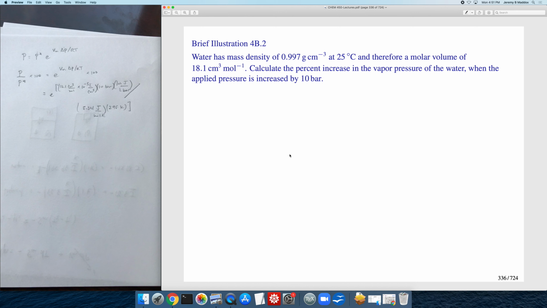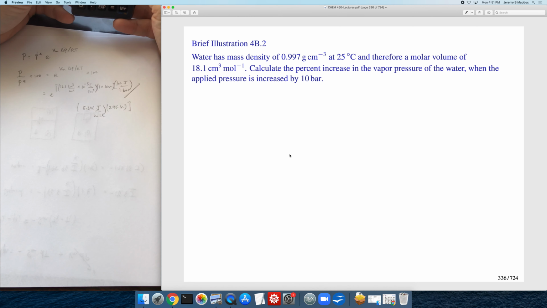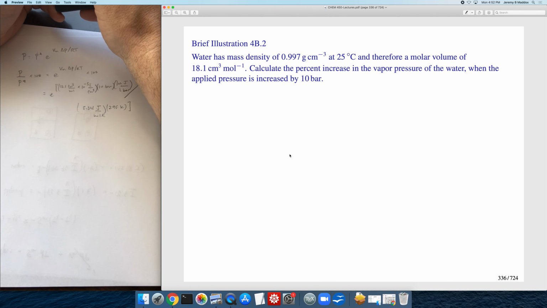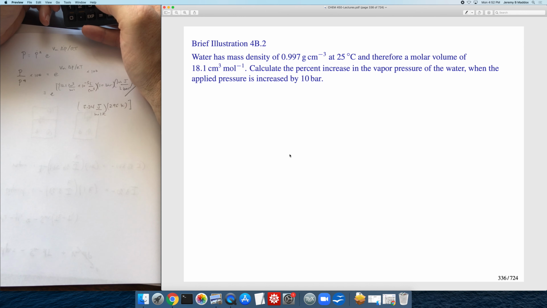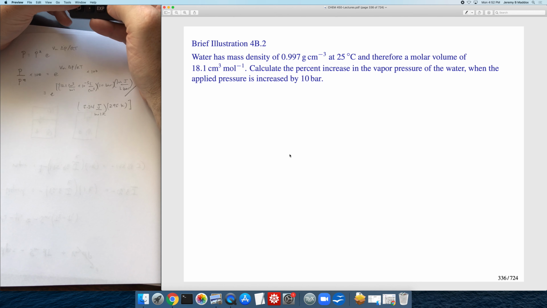So we'll run these numbers through our calculator. I'll start over here, 18.1 times 10 to the minus 3. Take that times 10 times 100. Divide by 8.314. Divide by 298. I'm getting something like 7.3 times 10 to the minus 3. Then we'll take the anti-logarithm. I'm getting like 1.007 multiplied by 100.